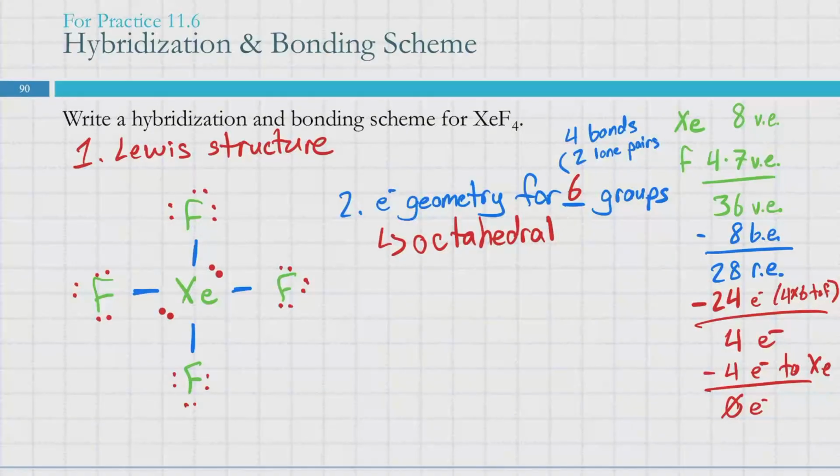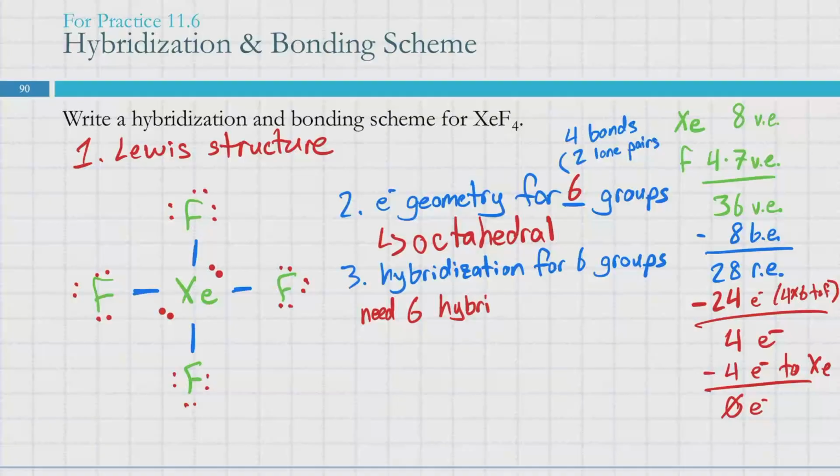We also need to get the correct hybridization for 6 groups. What is our hybridization going to be for 6 groups? If we have 6 groups, how many hybrid orbitals do we need? It's also 6. Yeah, 6. So we need 6 hybrid orbitals.